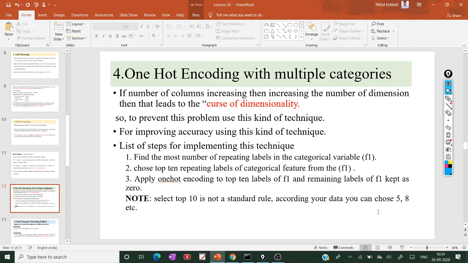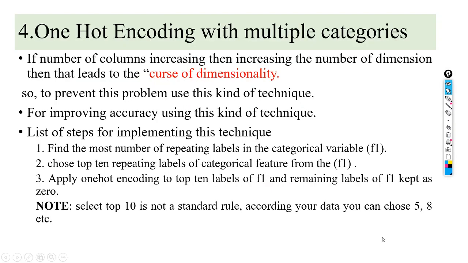Next technique is one hot encoding with multiple categories. If the number of columns in the data set increases, the number of dimensions automatically increases. That can lead to the curse of dimensionality. To prevent this curse of dimensionality and improve the accuracy, you can apply one more technique. That technique is one hot encoding with multiple categories.